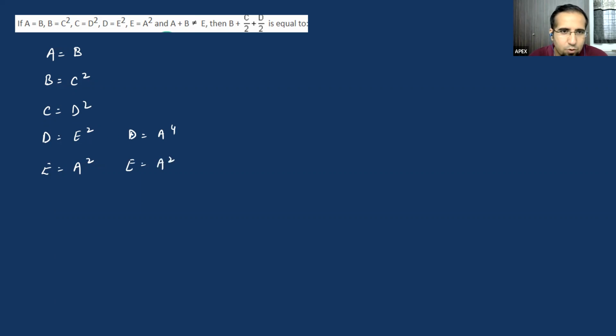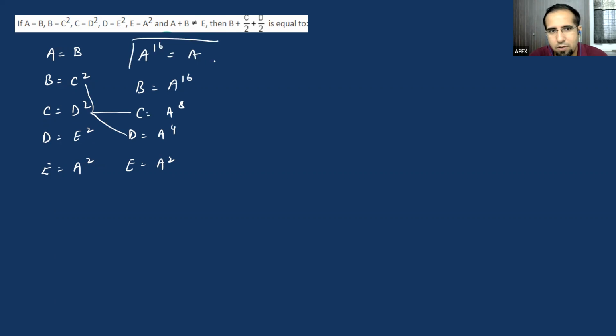And if I replace D is equal to A to the power 4 here, then I get C is equal to A to the power 8. Again, if I replace it here, then I get B is equal to A to the power 16. And if A is equal to B, that means A to the power 16 is equal to A. If A to the power 16 is equal to A, there are only two possible values of A: A can be either 0 or A can be 1.